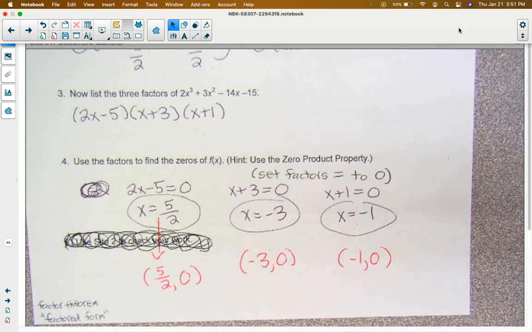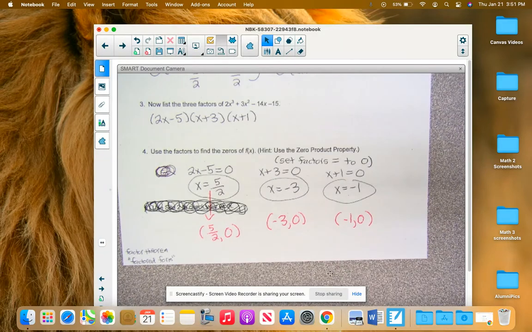So this is part 1. This is the factor theorem. This gives us factored forms. It gives us ordered pairs. This is the first part of our little mini investigation today.